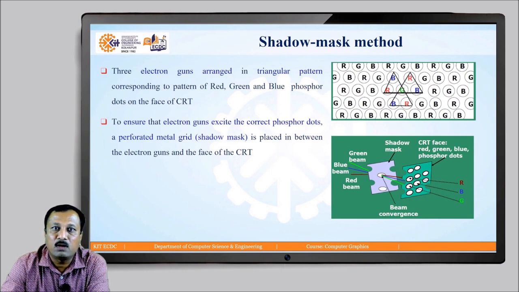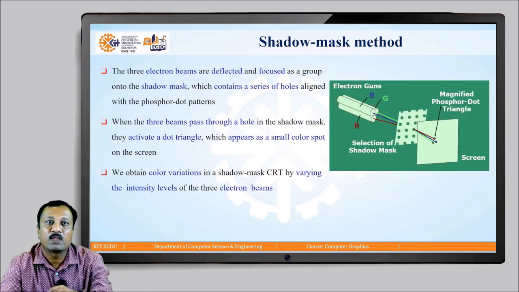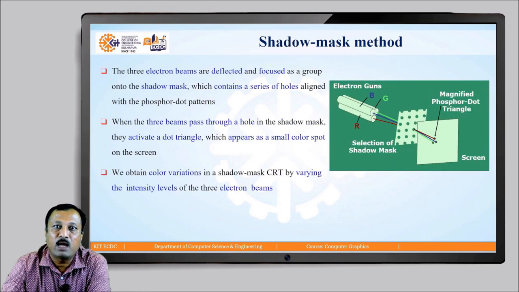To ensure that the electron gun excites the correct phosphor dot, a perforated metal grid or shadow mask is placed in between the electron gun and the surface of your CRT, as shown in the figure. The three electron beams are deflected and focused as a group onto the shadow mask, which contains a series of holes aligned with the phosphor dot patterns. As can be seen in the figure, the holes in the shadow mask are arranged in a triangular pattern corresponding to the triangular pattern of the phosphor dots as well as the three electron guns. When the three beams pass through the hole in the shadow mask, they activate a dot triangle, which appears as a small color spot on the surface of your CRT.